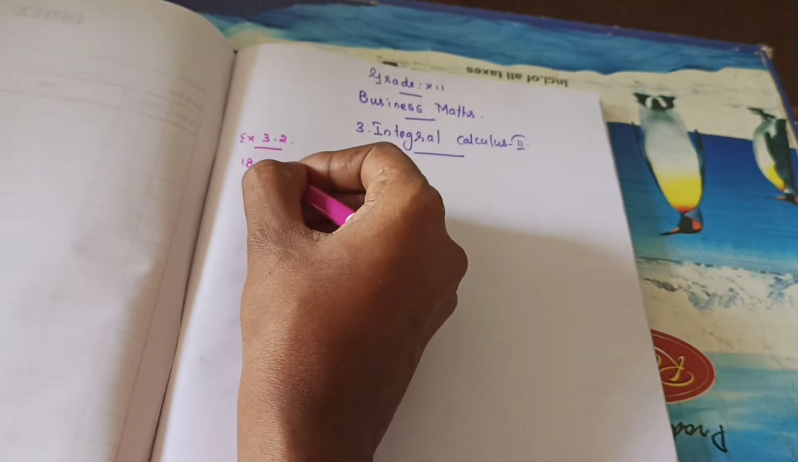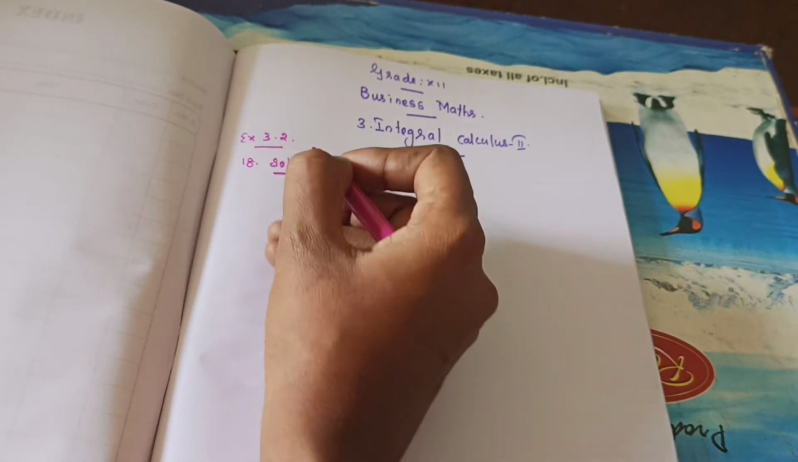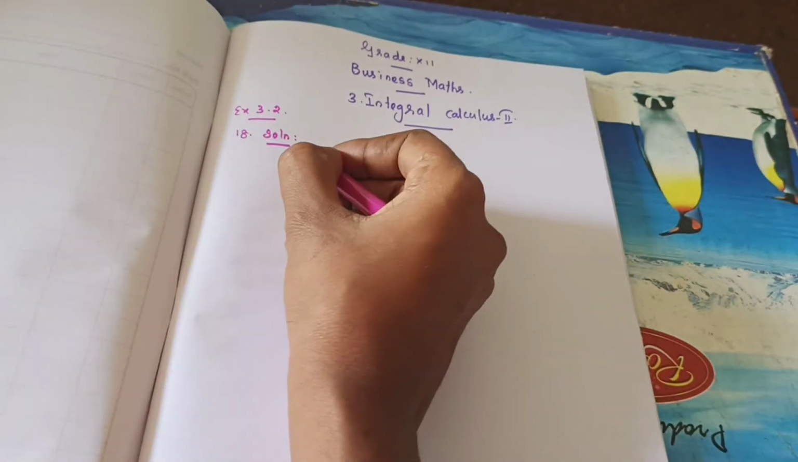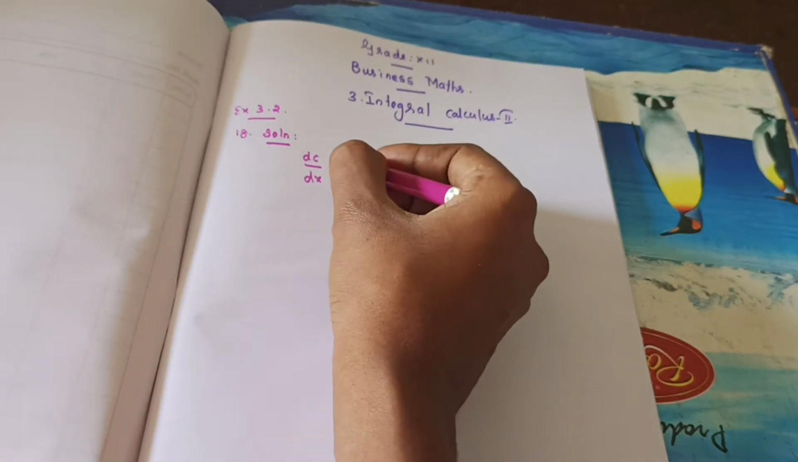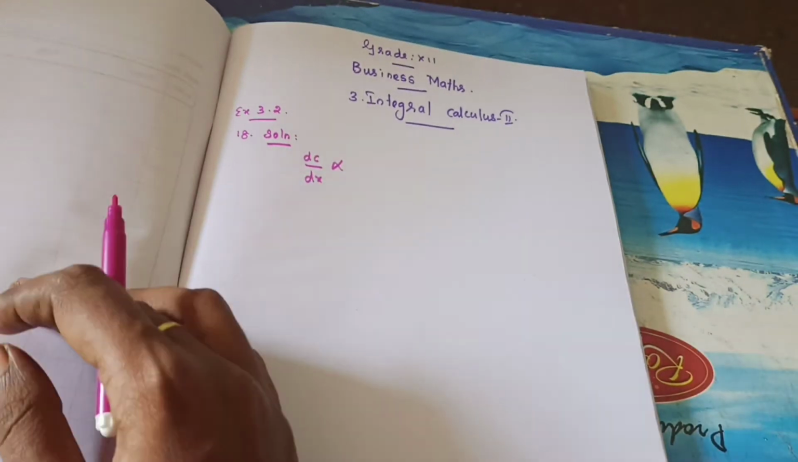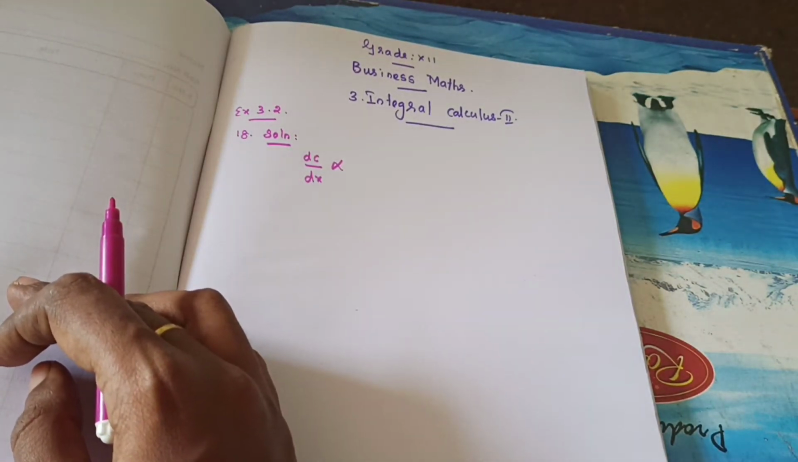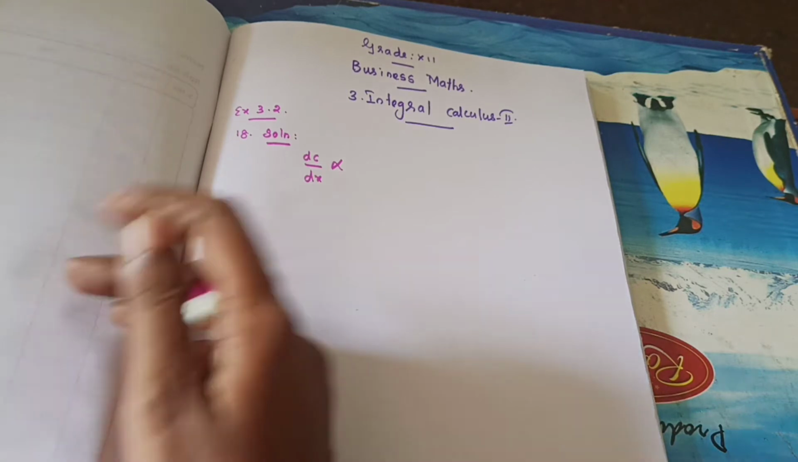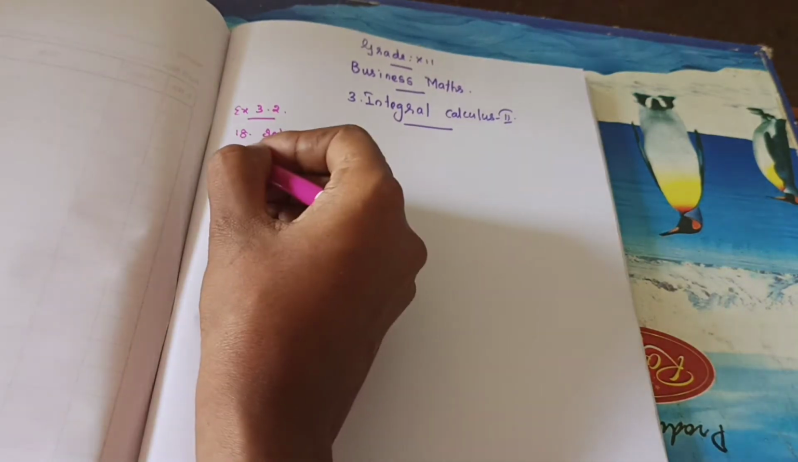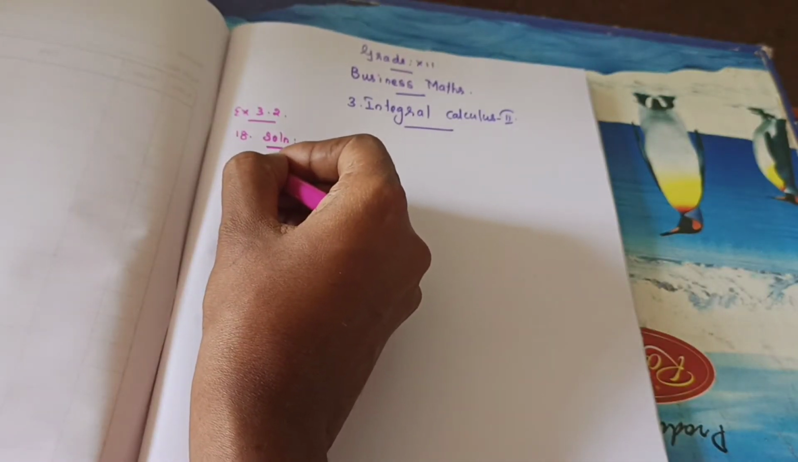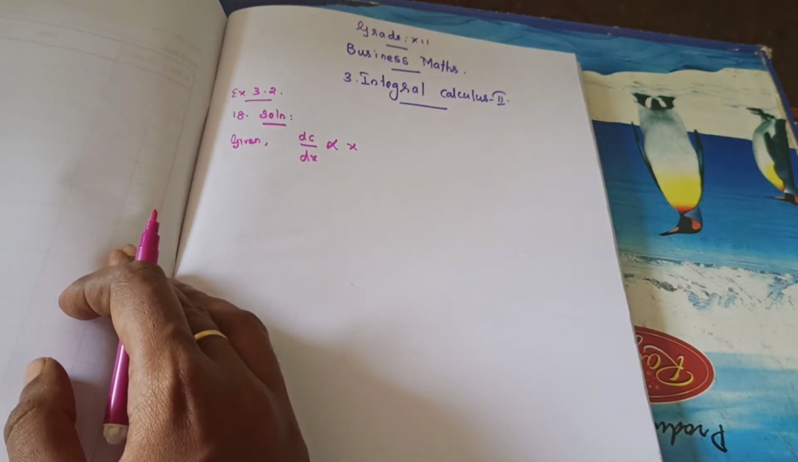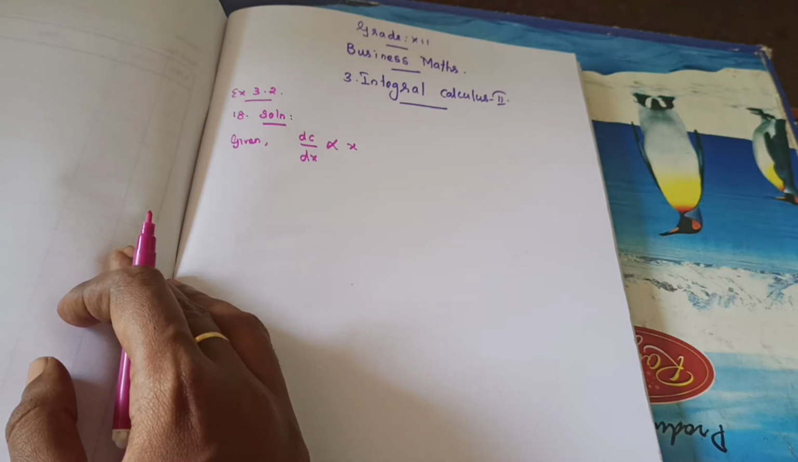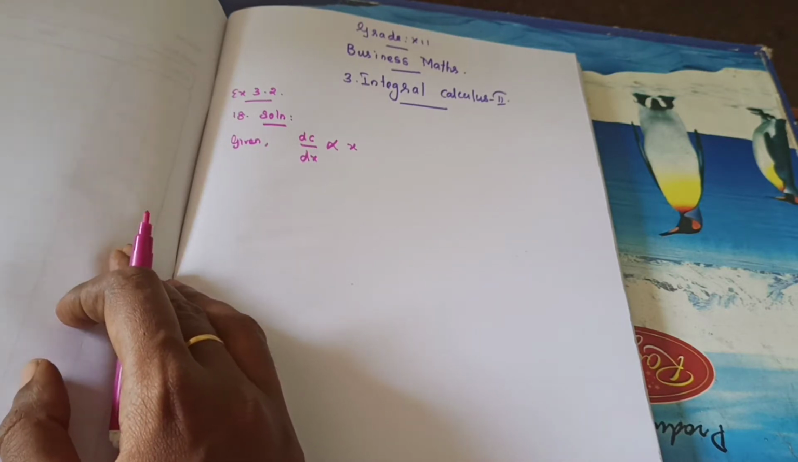Marginal cost means what is the meaning? Marginal cost means dC by dx, is it right? So dC by dx is directly proportional to the number of units x produced. So it is given in your question: marginal cost is directly proportional to x. Okay, so what does this mean?